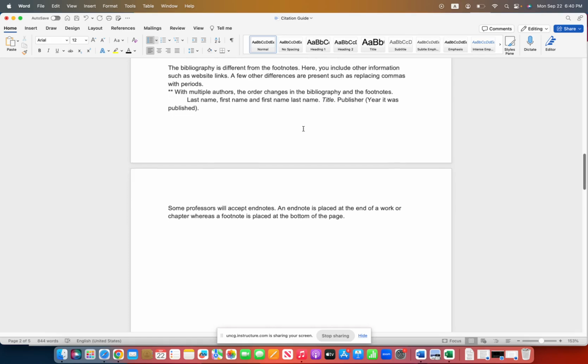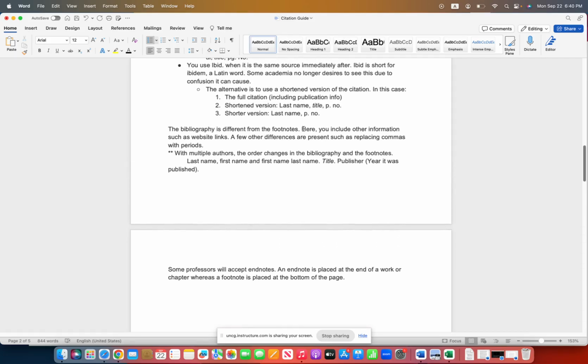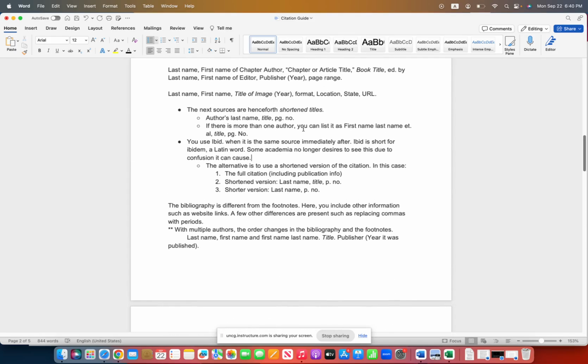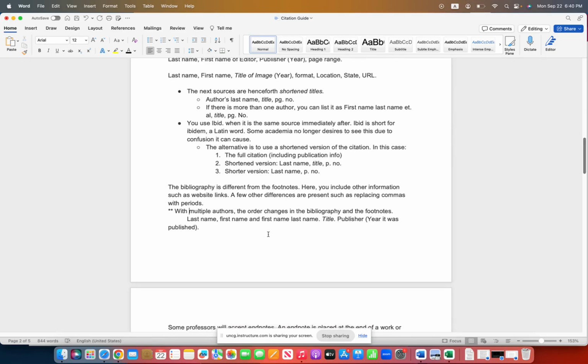There are a few nuances that are different in the bibliographies. Most of them will replace the commas with periods. You also will include your URL links and a number of other things. Now, what I do also want to point out is multiple authors get really crazy, all right, in both footnotes and bibliographies. What you do is you put the last name and the first name of the first author that appears, and then you put the first name and last name of the next author.